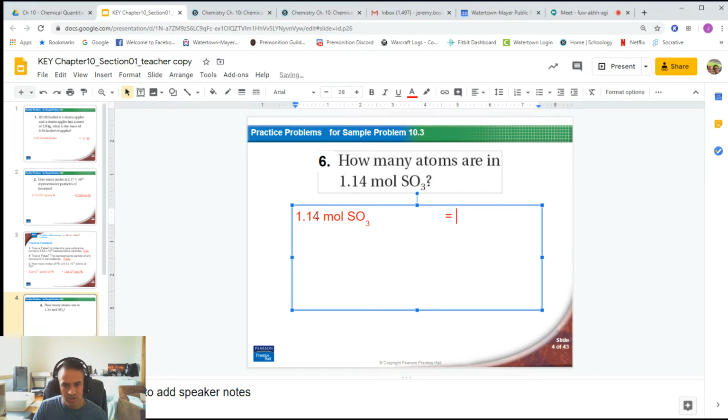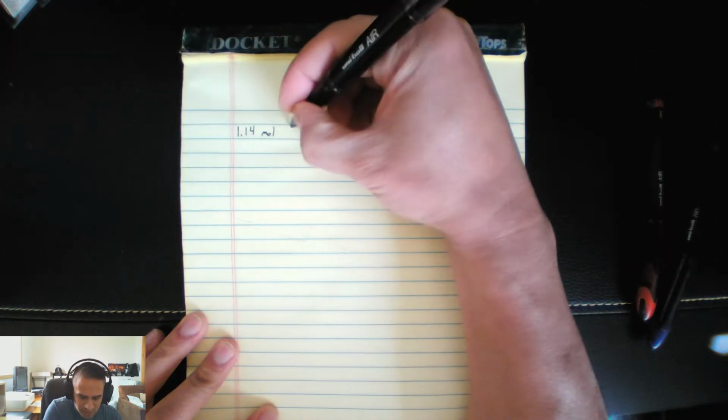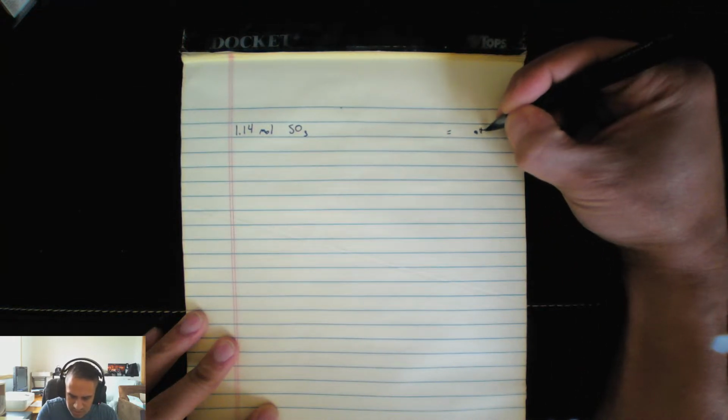And we are going to end up in atoms of SO3. Or just atoms. And here's why. So this problem's a little bit tricky, okay? We'll do it on paper here, and I'll explain why this is a little bit of a tricky one. So let's switch to our paper. Let's write this out. So 1.14 moles of SO3 is going to be equal to atoms.